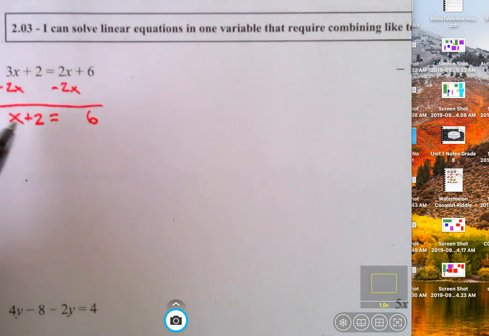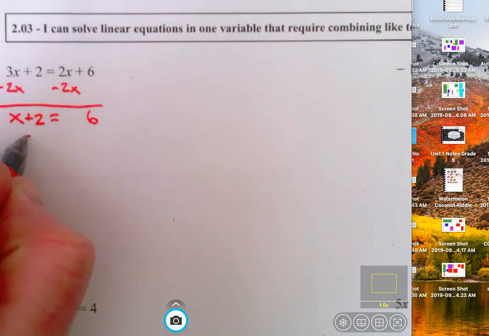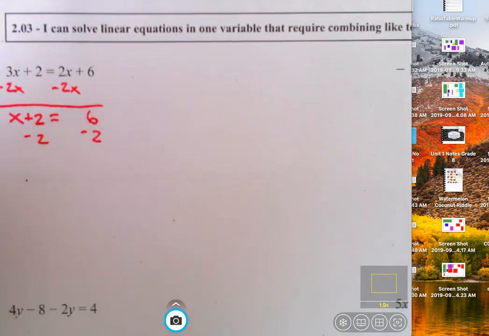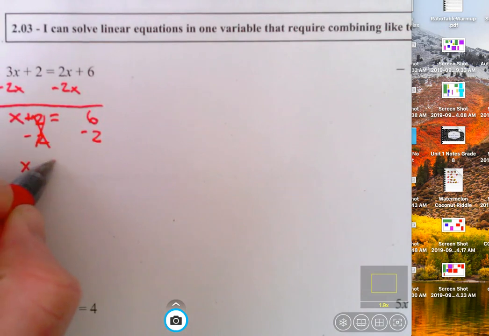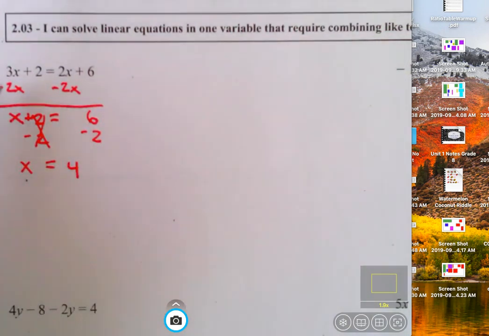So what number plus 2 is 6? Well, I can remove 2 from both sides if we don't know yet. So I'm left with just x equals 6 minus 2, 4. Okay, and you can check your work. 3 times 4 is 12. 12 plus 2 is 14. 2 times 4 is 8. 8 plus 6 is 14, so we're good.